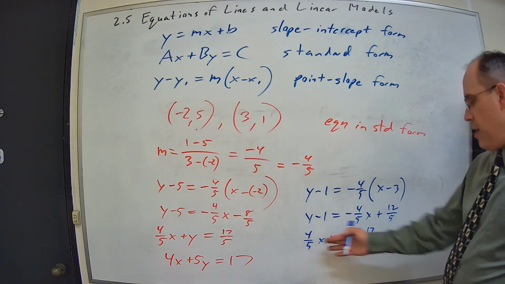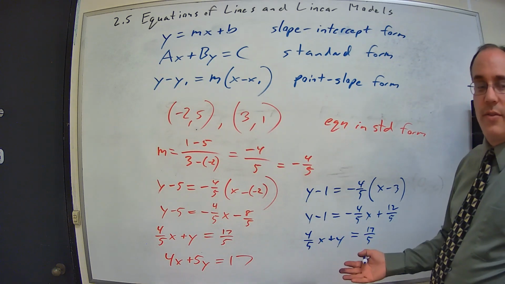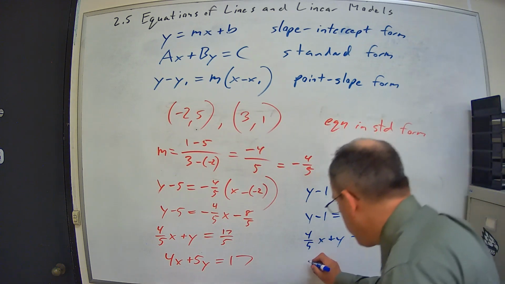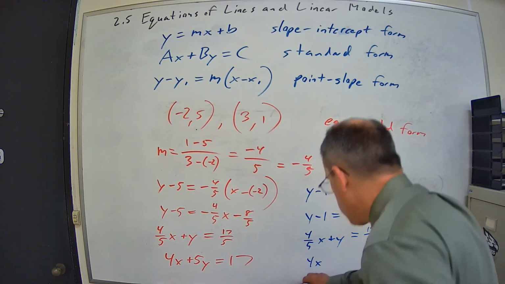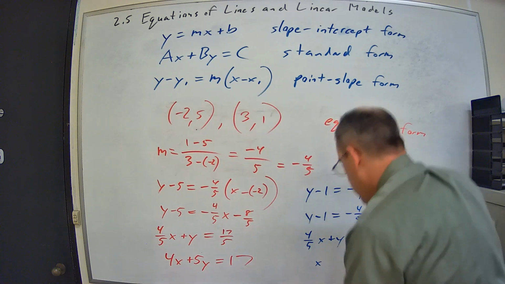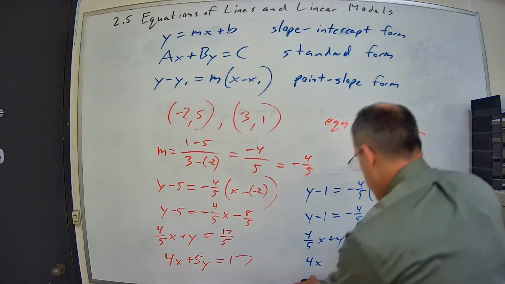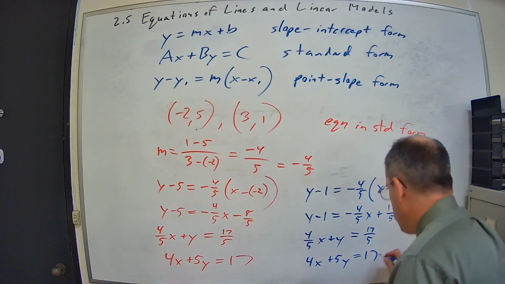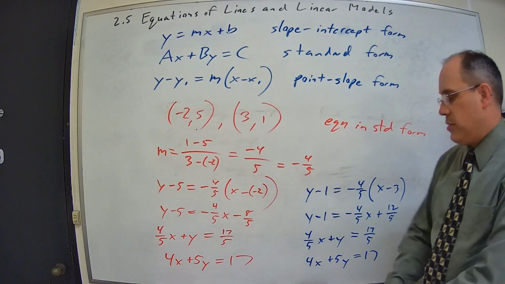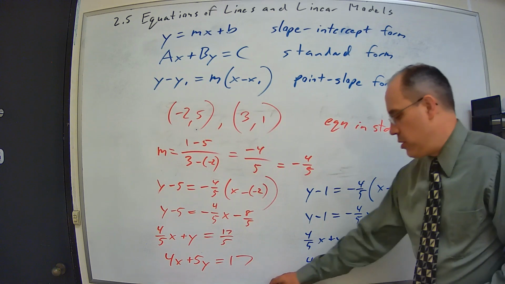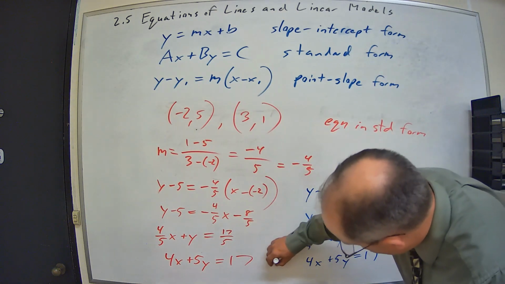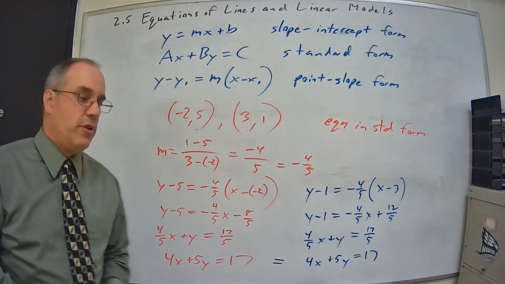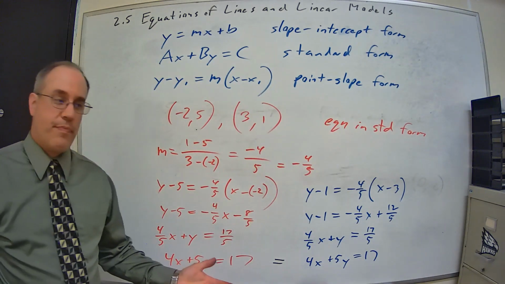And then again, I'm in fractions and I want to get into integers. So what I'm going to do is just multiply through by 5. 4x, let's make that actually look like a 4. So 4x plus 5y is equal to 17. And because all is good in the world, notice that those two equations are the same.